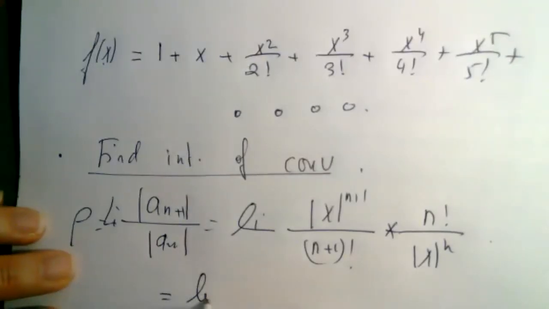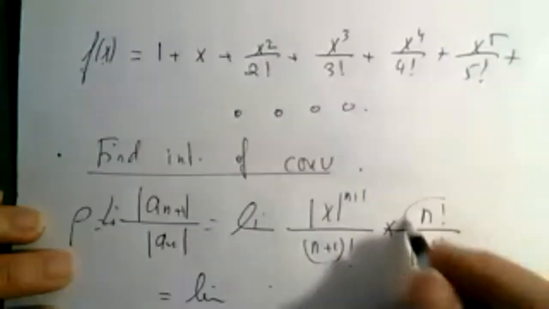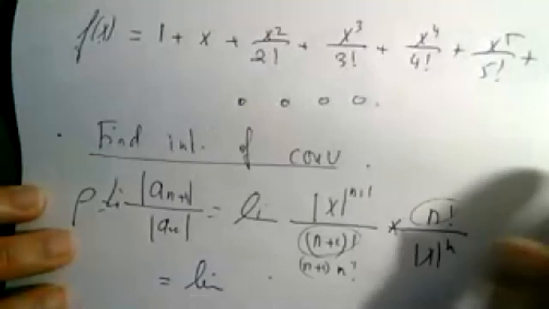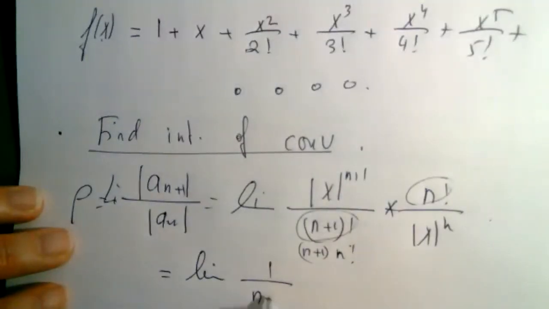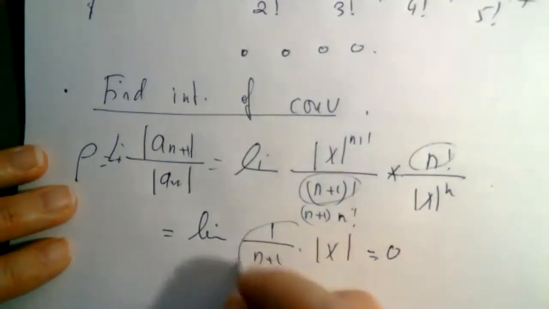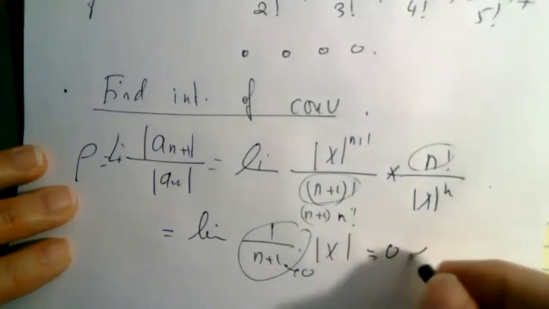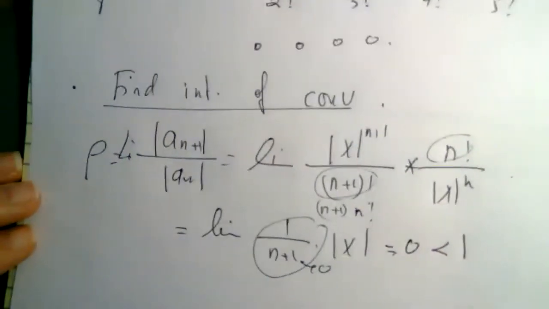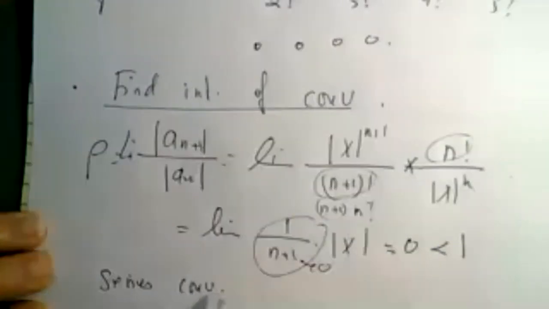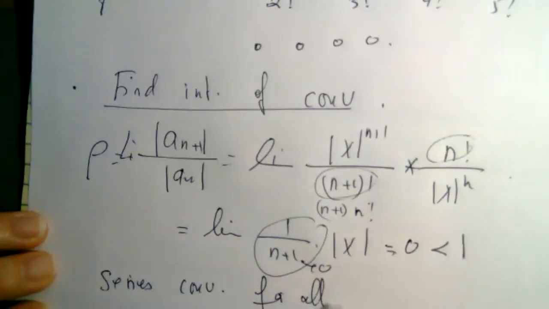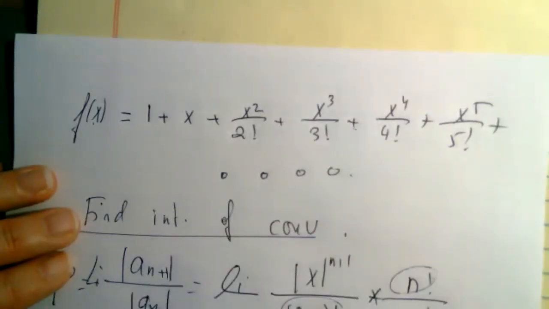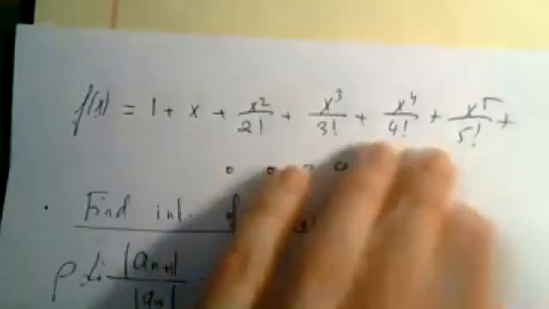With this in mind, this is going to be the limit of n factorial over that. This is going to give me n plus 1 times n factorial. So this would leave me with 1 over n plus 1 times x. As n goes to infinity, it goes to 0, less than 1. And we've seen this before. What does it mean? It means the series converges regardless of which value of x you put. Whatever x I put here, you're going to get a number. So this makes sense for all x.